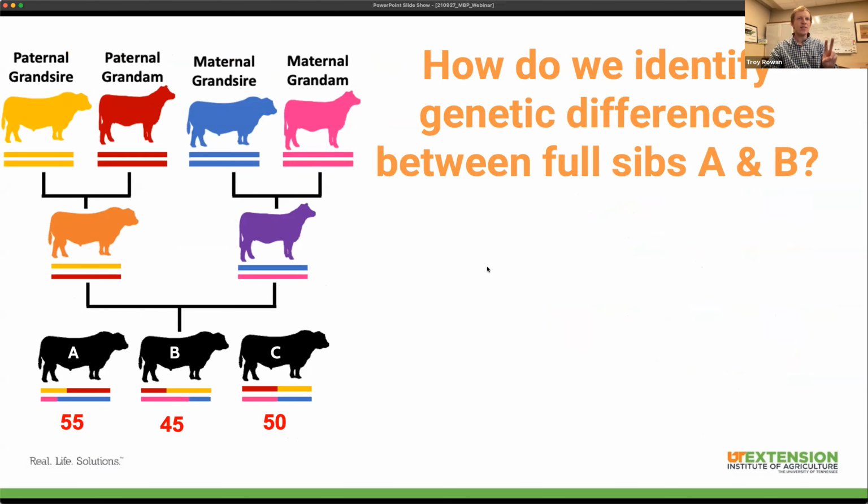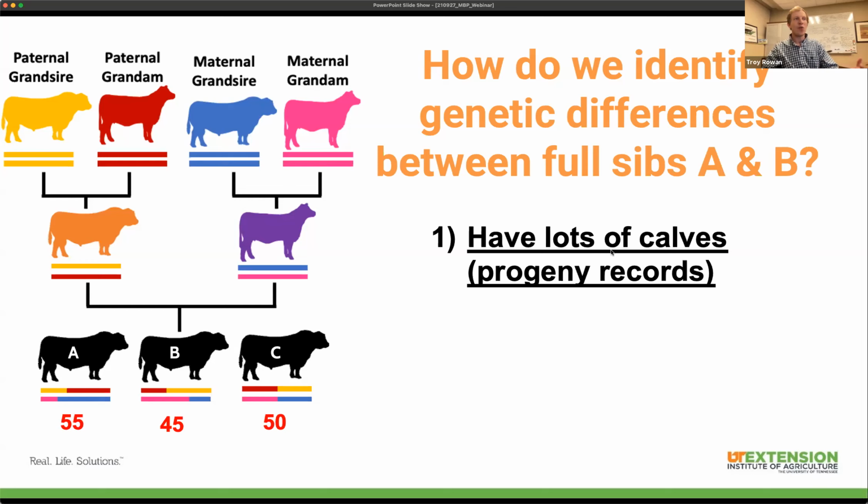There are two ways that we can come at this, how we can start to identify the genetic differences between full siblings. The first is to have a whole bunch of calves. These come in the form of progeny records. We're always going to increase the accuracy of an EPD if we add more progeny to the genetic evaluation. And since we started calculating EPDs, this is the way that we've gotten more confident and better resolved those differences in the DNA chunks that these animals inherited, through pedigrees and through traditional EPD calculation.